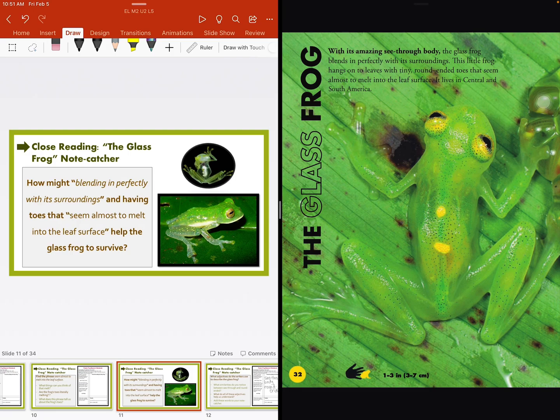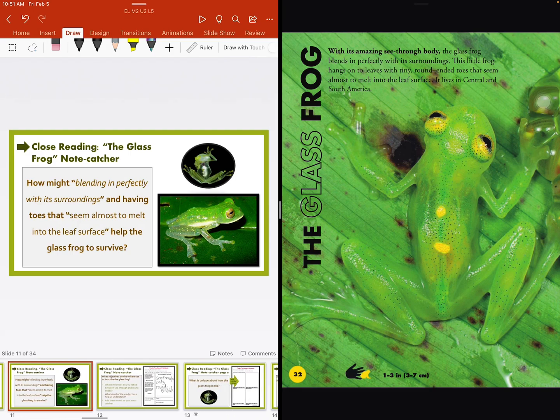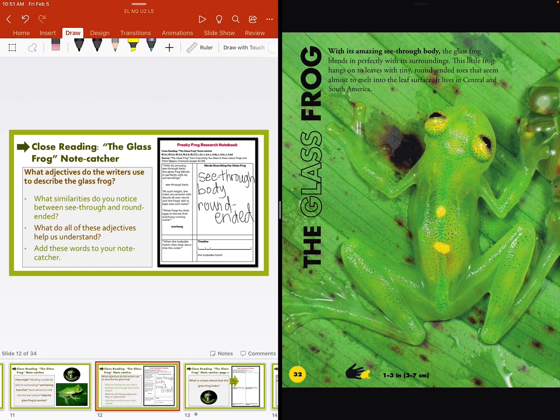How might blending in perfectly with its surroundings and having toes that seem almost to melt into the leaf surface help the glass frog survive? Yes, it keeps it safe from predators. What adjectives do the writers use to describe the glass frog? Remember, adjectives are words that describe. So amazing and see-through, those are adjectives.